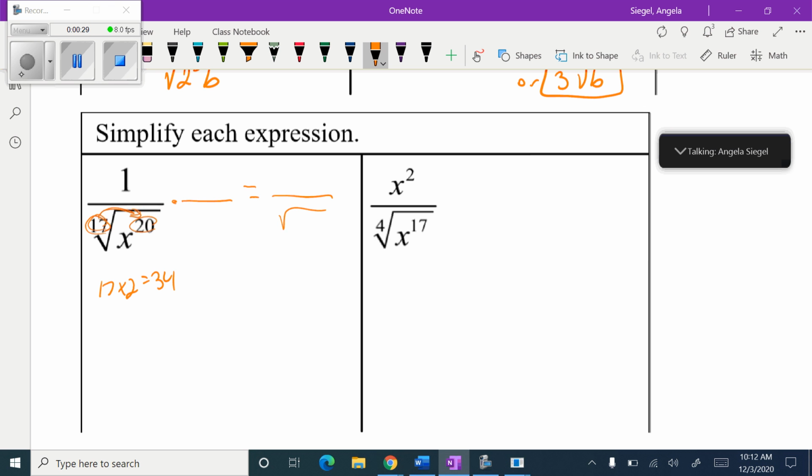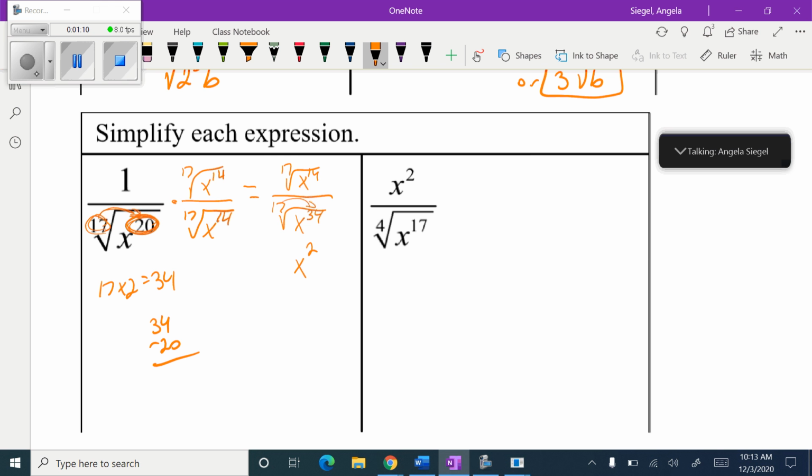So what I want over here is x to the 34th power. And when I do that, 17 goes into 34 2 times, so I'm going to get an x squared. So I get rid of that root in the denominator. So if I bump this up to 34, it's going to be the 17th root of 34 minus 20. So it's going to be x to the 14th power. So that's what I'm going to multiply both the top and bottom by.